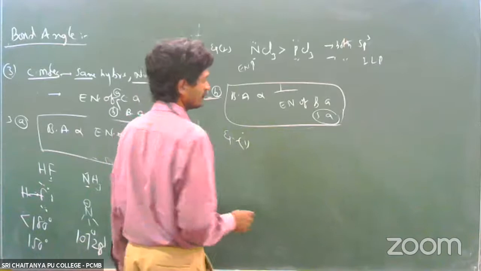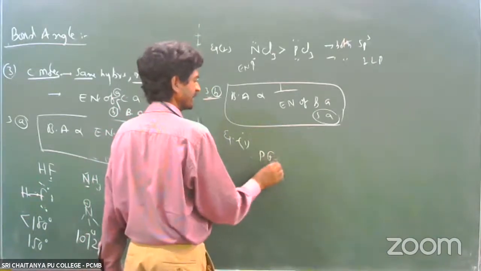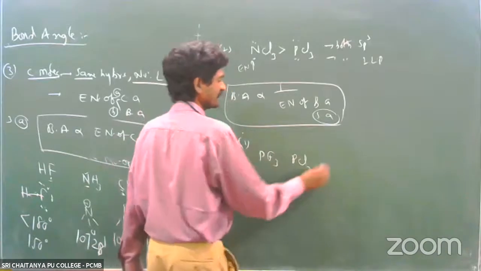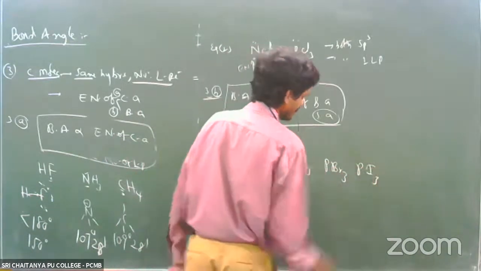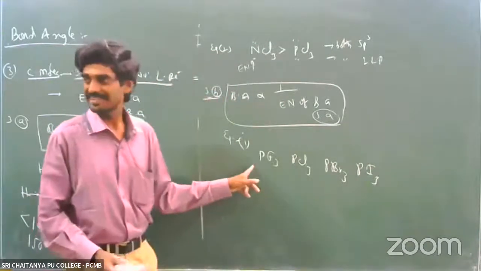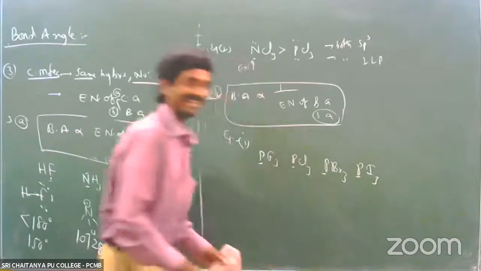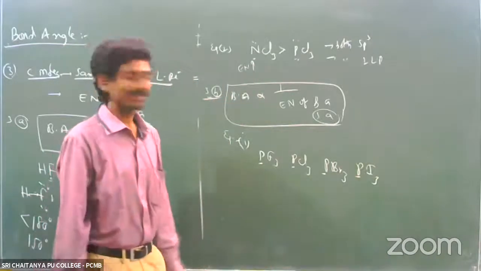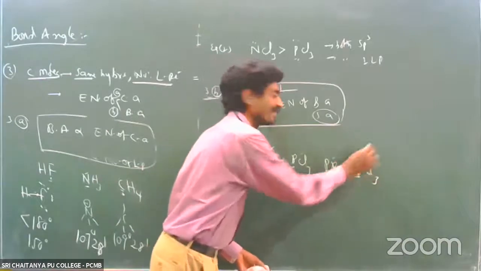Side atom, how to make it different side. Okay, so PF3, PCl3, PBr3, PI3. Here, what is the central atom? Phosphorus. All have the same central atom. So, what is the bonded atom? Here fluorine, here chlorine, here bromine, here iodine.